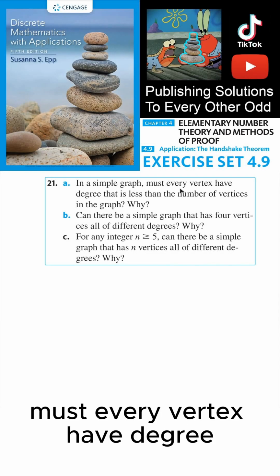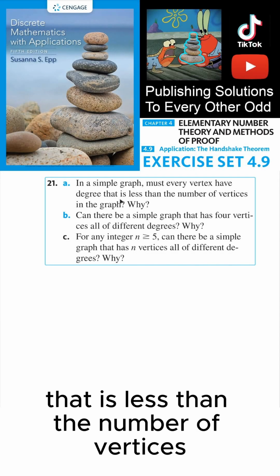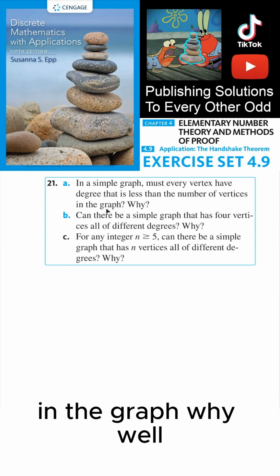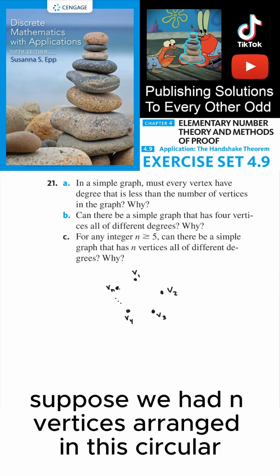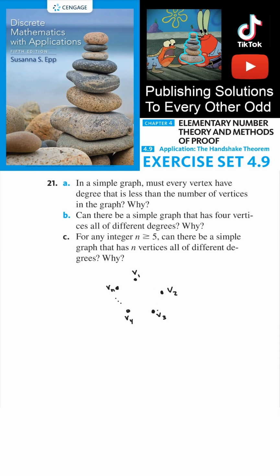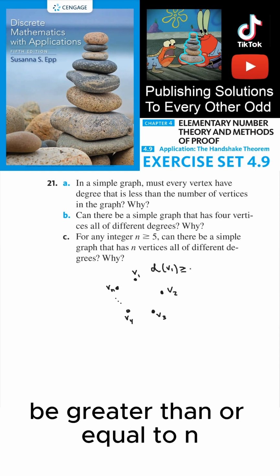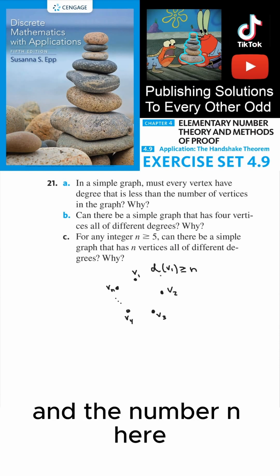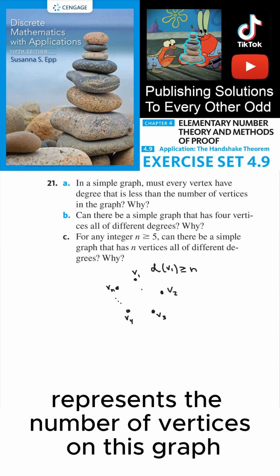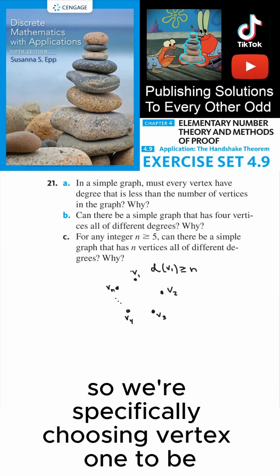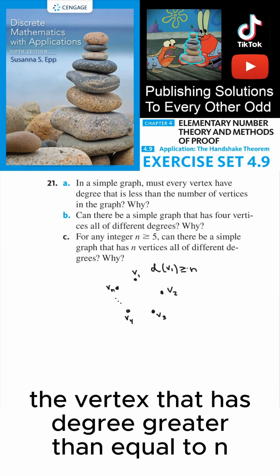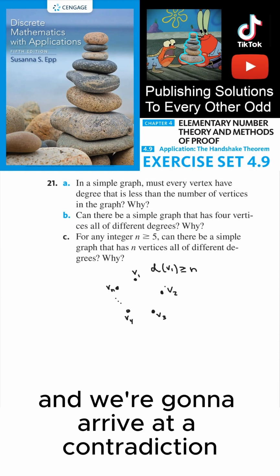In a simple graph, must every vertex have degree that is less than the number of vertices in the graph? Why? Well, suppose we had n vertices arranged in this circular orientation. And let's assume that the degree of vertex 1 is greater than or equal to n. The number n here represents the number of vertices on this graph. So we're specifically choosing vertex 1 to be the vertex that has degree greater than or equal to n, and we're going to arrive at a contradiction.